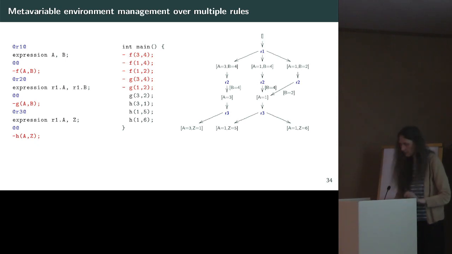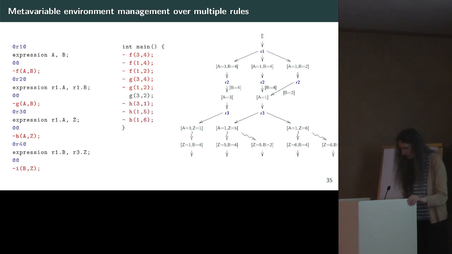So in general, we have some environment that comes in. We use that to match everywhere possible. And there may be more environments that come out if there are metavariables that are going to be inherited in the future. So now we go on to our last rule, and our last rule is not interested in A anymore. So we can take these environments and throw A away. We end up with Z equals 1, Z equals 5, or Z equals 6. But we do inherit B.